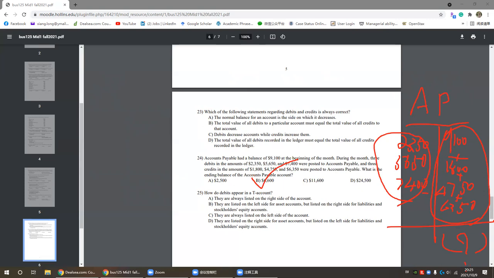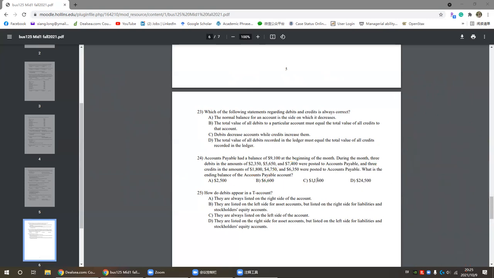And our last question. How do debits appear on a T account? The debit on a T account is always on the left side, so the answer will be C. Let's talk about why the remaining choices are wrong. They will always be on the right side, that's wrong. Credit is always on the right side.